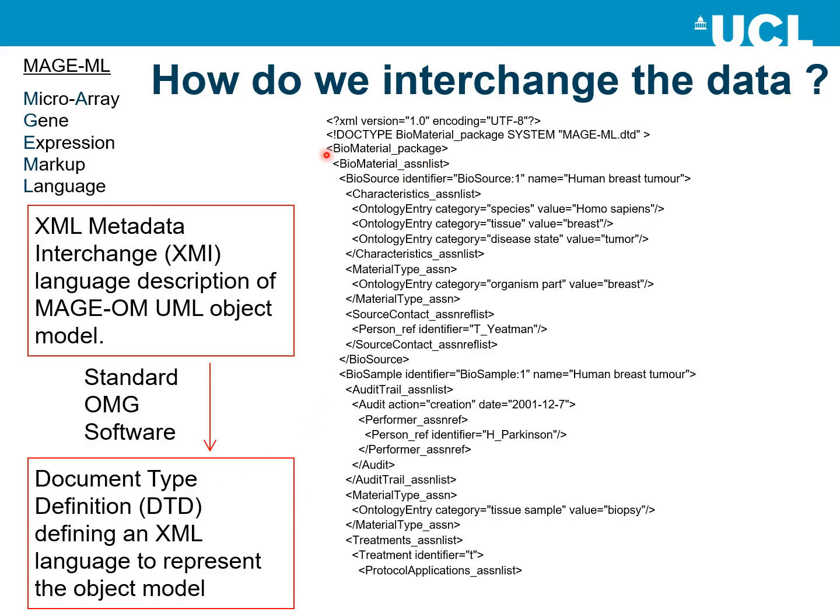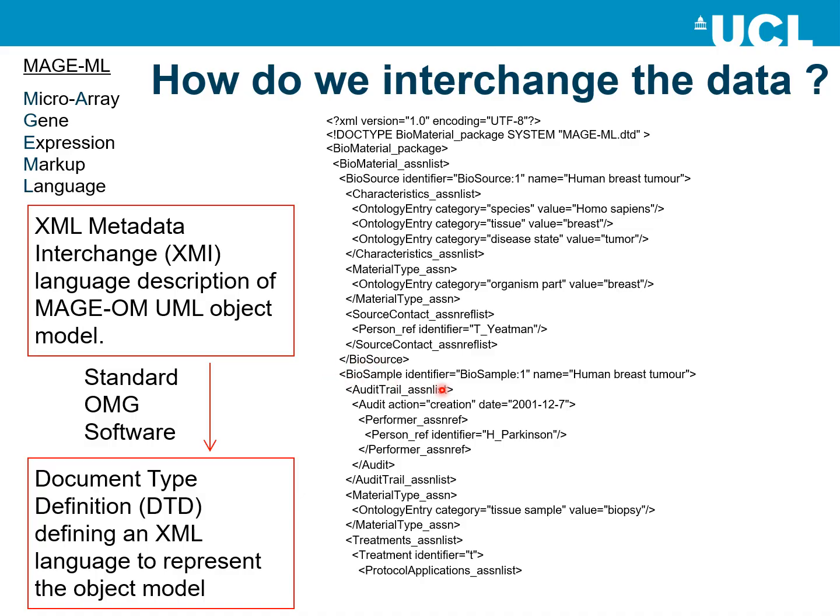So this shows a small sample of one package. This is a biomaterial package, and its biosource is identified as human breast tumour, and it's got some characteristics associated with it. These are given as ontology entries. Species is Homo sapiens, tissue is breast, disease state is tumour. And then there are other descriptions. So that's the biosource.